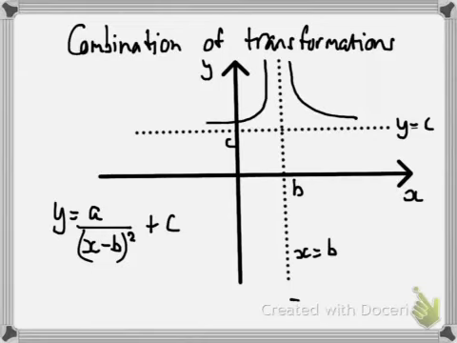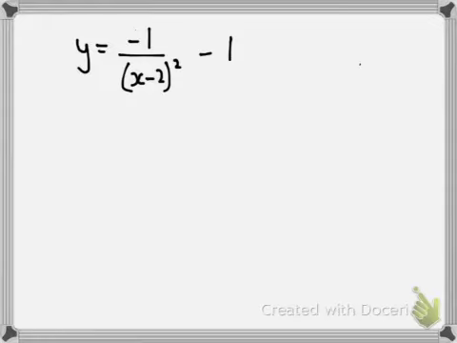And then we've got a combination of transformations: y equals a over (x minus b) squared plus c. So you have a shift there, b units to the right, c units up. So our asymptotes would change from the axes to y equals c and x equals b. And we've got our graph up there on the top right hand corner. So that's a combination of transformations you can have with the truncus.